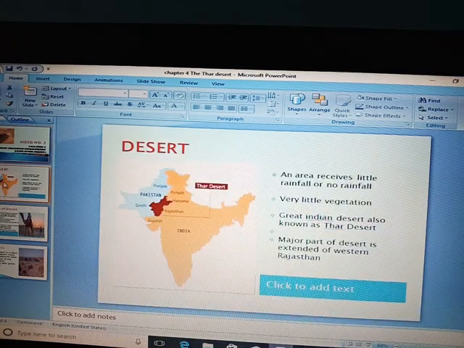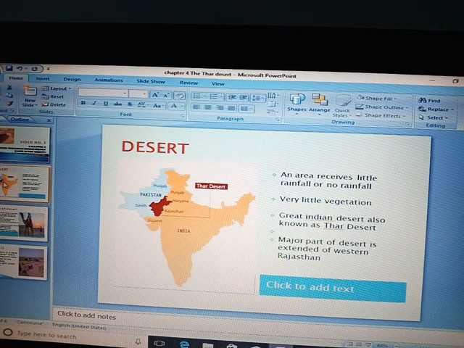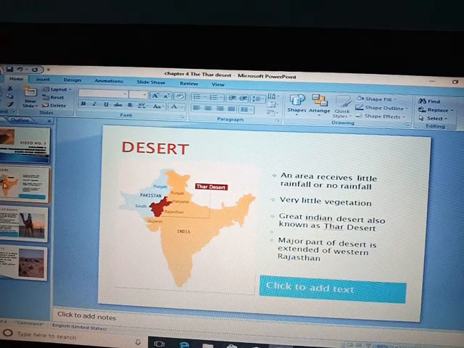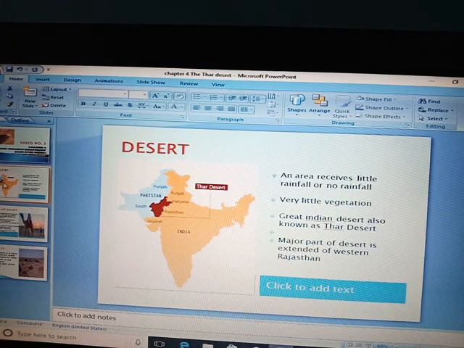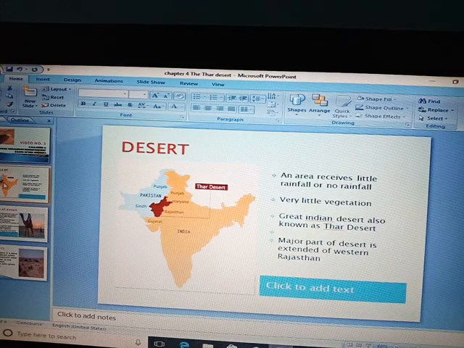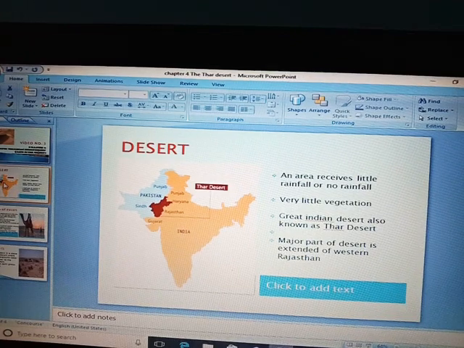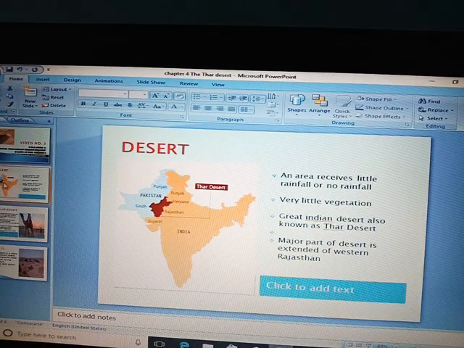First we will discuss what a desert is. You must have seen that a desert area especially signifies an area where a lot of sand is present. The main example of a desert area is Rajasthan. As you know, Rajasthan is a sandy place and it is a desert area. Over here you can see a map showing the desert.